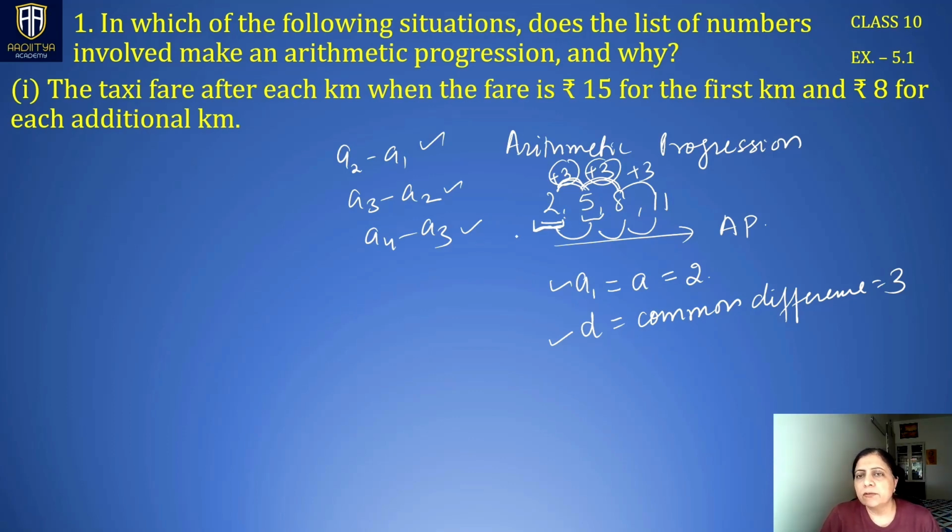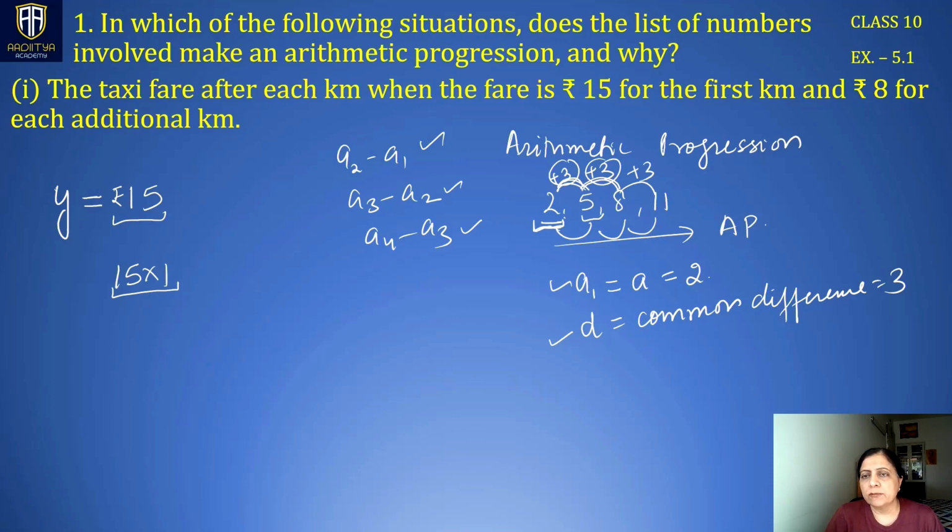The taxi fare after each kilometer, when the fare is rupees 15 for the first kilometer and rupees 8 for each additional kilometer. See, we had done such type of questions in linear equations. Like y gives you the total cost, in which 15 rupees is the cost of 1 kilometer, so 15 multiplied by 1. For the first kilometer, the fare is fixed as rupees 15. And for the subsequent distance, it is rupees 8 per kilometer.